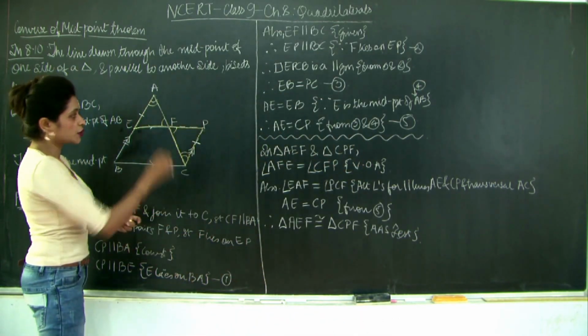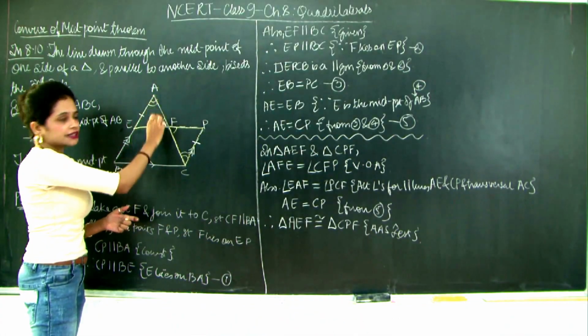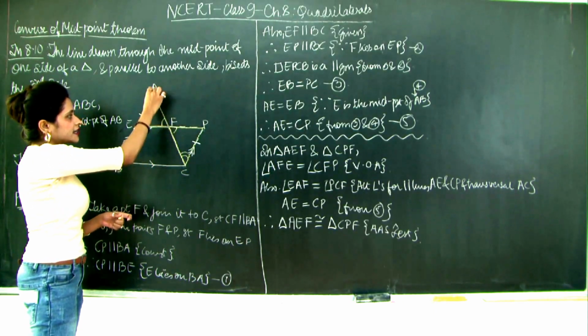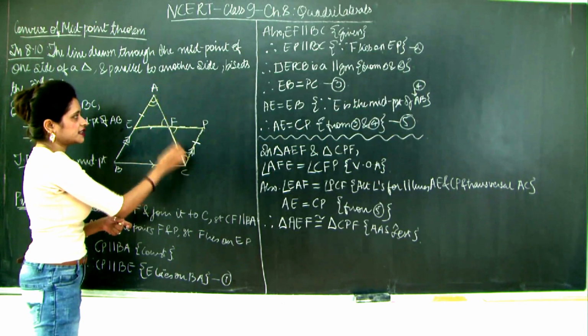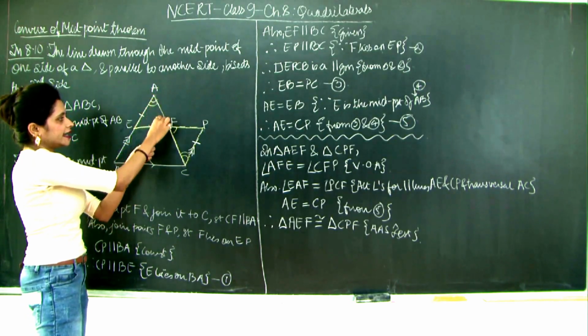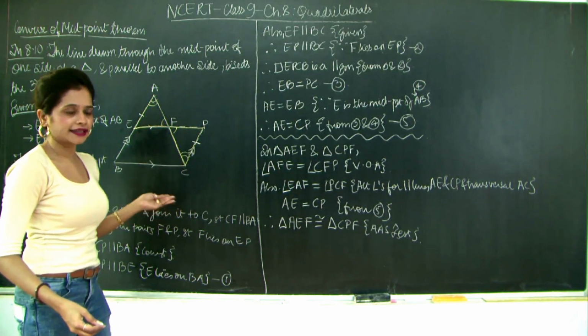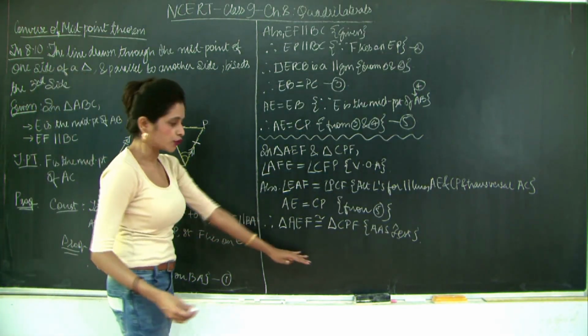Why AAS? Because you have angle, angle and side. The side is not lying between the two angles. If the side would have been between the two angles, let's say if AF was equal to FC, then the side would have been between angle A and F over here. So it would have been ASA. But since the side is outside these two angles, it is AAS test of congruence.